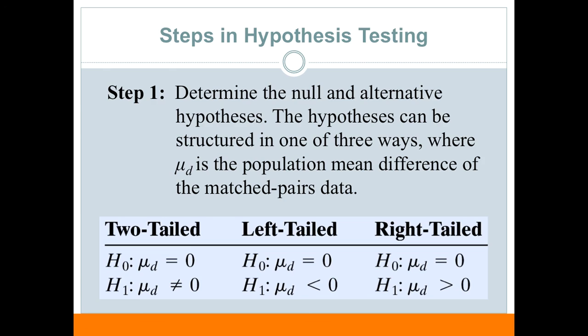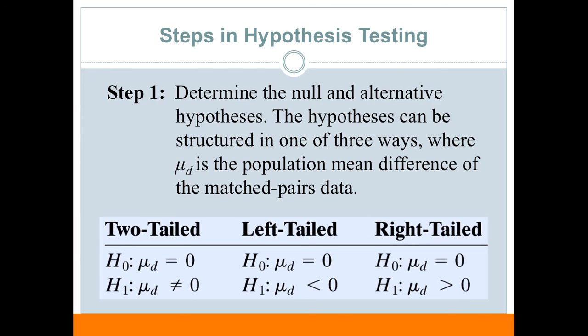Now, in terms of our steps in hypothesis testing, you'll notice a lot of these things are exactly the same. Our test statistic is going to be a little different. Our setup of our null and our alternative hypotheses are also going to be a little different. So in this case, we're looking at mu of d, which is the population mean difference of the matched pairs data. Now, under the null hypothesis, we assume that this value is 0, meaning that there's no difference at all.